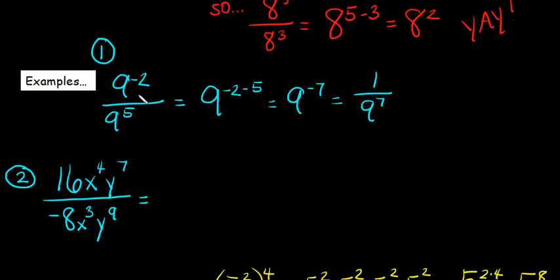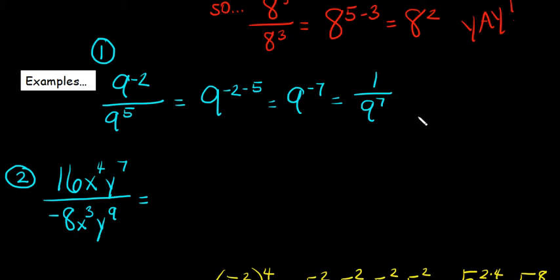Since it's division, I can say 9 to the negative 2, take away the 5. And negative 2 take away 5 is negative 7, so it's 9 to the negative 7th, which we learned the other day we have to divide this by 1. So it's 1 over 9 to the 7th.